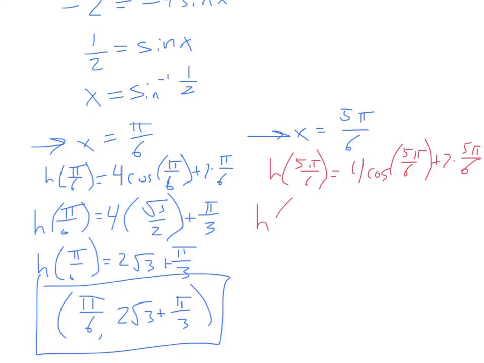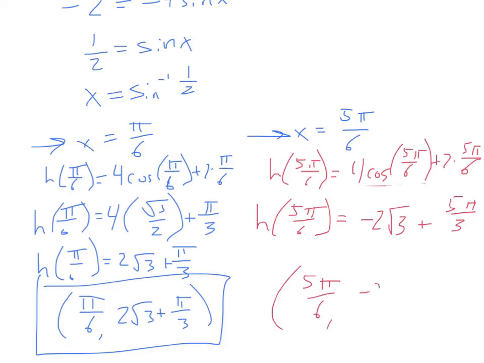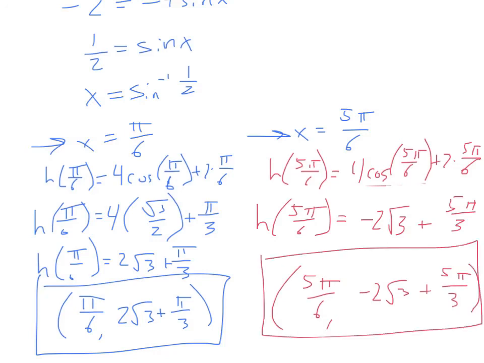For the next one, h of 5 pi over 6, we can do this one more quickly. This is going to be negative root 3 over 2, and so when I multiply these two things together, I'm going to get negative 2 root 3. Plus this one over here is going to be 5 pi over 3. That's the y coordinate. I shouldn't have boxed that, because that's only the y coordinate. If I want the point, I need to say that it's 5 pi over 6. It's my x coordinate, and then my y coordinate, negative 2 root 3 plus 5 pi over 3. These are my 2 points of horizontal tangency on the interval from 0 to 2 pi.